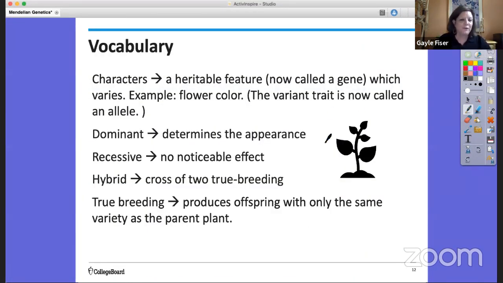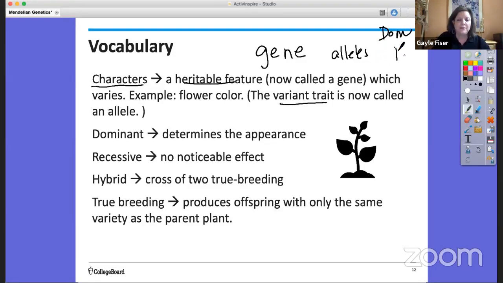So some quick vocabulary. He used the words characters and heritable features. We now call that a gene. And variant traits are now alleles. So a gene can have different alleles, which means different variations of the trait, like the white flower or the purple flower. But specifically today, we're just going to talk about dominant and recessive, okay?